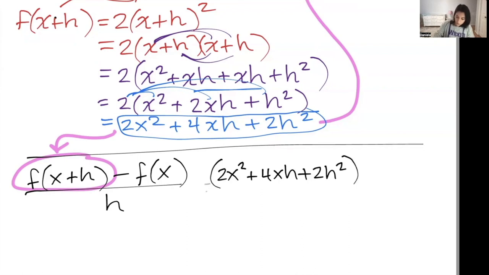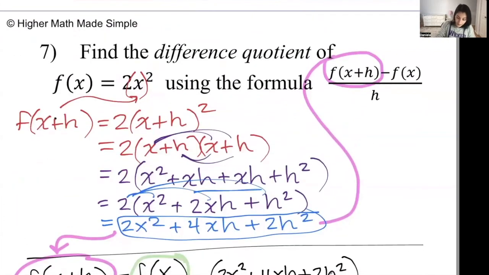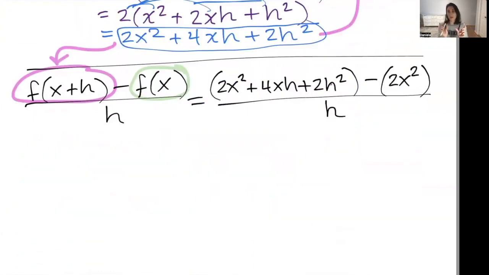So then the next part of the formula is, now we're trying to subtract f of x. Do we know what f of x is equal to? Yes, that is equal to 2x squared. So I am going to substitute that. So minus 2x squared all over h. Okay, so we made those substitutions.